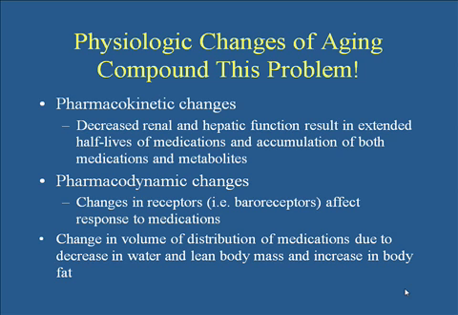So not only do the medications come into play, but also the physiological changes of aging really compound this problem. We have the pharmacokinetic changes as well as pharmacodynamic changes that occur. Pharmacokinetic changes such as decreased renal function, decreased hepatic function, these both result in extended half-lives of medications, which results in, of course, accumulation of both the medication, but also the metabolites.